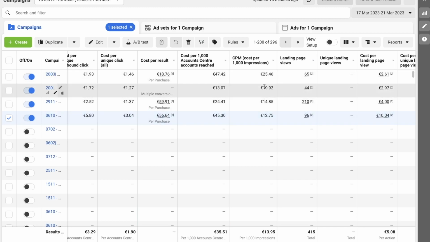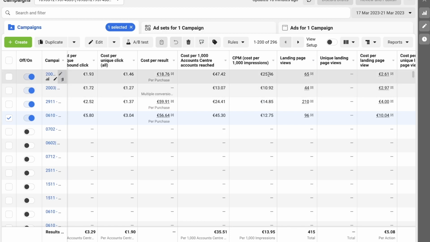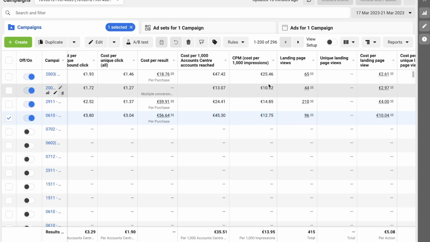And you see it's quite cheap actually. It's around 10 euros in this campaign, 25 here. This is quite cheap. If you have other mediums, like you run TV ads or print ads or billboard ads, these numbers are like factor 10, 20, 50x higher, because they are just more developed and used by many more people. Facebook ads is still quite cheap if you look at it like this.